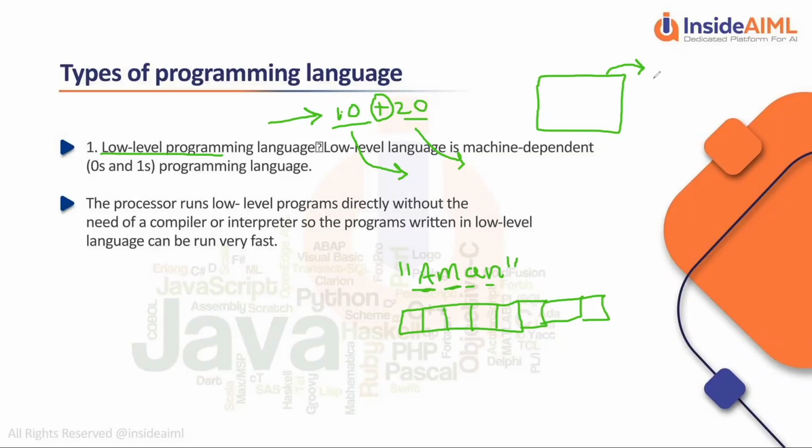Let's say this is your 32-bit system. So you have 8-bit to store this A. You will require 8-bit to store this M. You will require 8-bit to store this A, and then this N. First of all, I will have to find out the ASCII value of A. Okay, what is the ASCII value of this capital A? So I'll have to find out the ASCII value first of all.